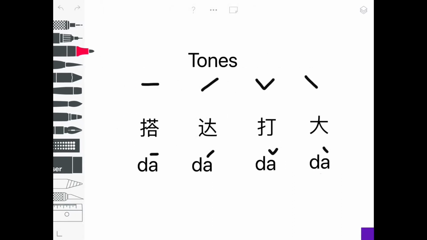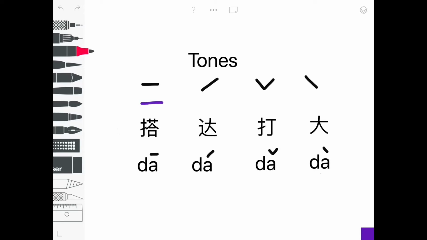Now let's talk about tones. I think this is gonna be the most difficult part for most people to learn Chinese. In English, there are only 2 tones. For example, you say English, English. But in Chinese, there are 4 different tones.